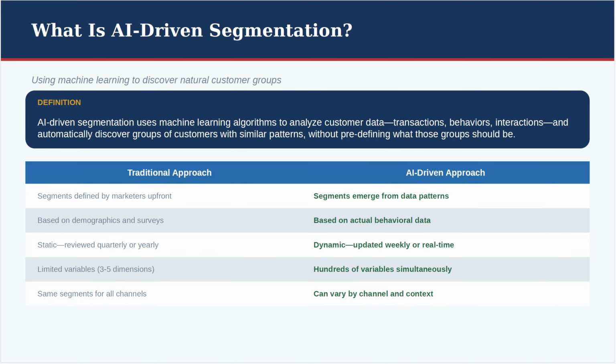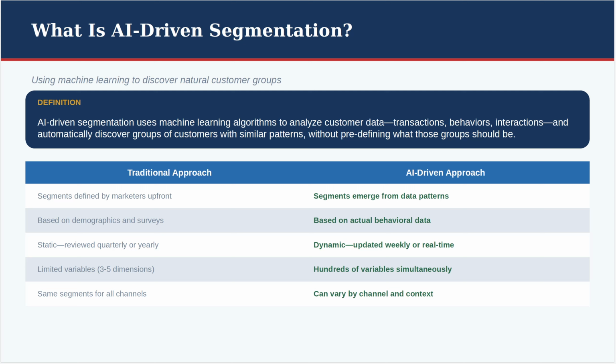So the next thing up is, what is AI-driven segmentation? Well, basically we use machine learning and artificial intelligence to discover natural customer groups. So we let data tell us what groups exist rather than us deciding ourselves. So the keyword is discover. We're not imposing structure, we're finding structure based on data and customer behavior.